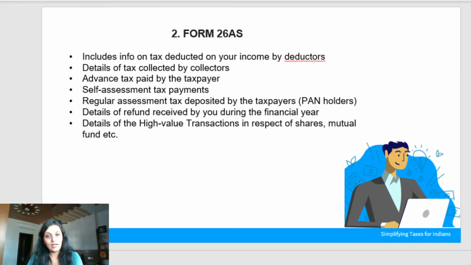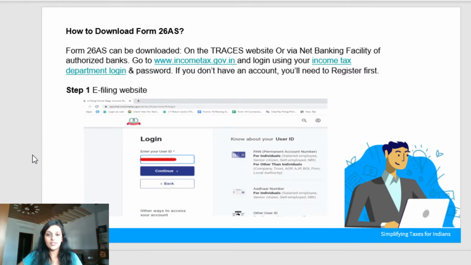Then, as we all know, the Income Tax Department has launched its new portal 2.0. So how can you download your Form 26AS from this new portal? First of all, log into www.incometax.gov.in. Go to the income tax website, and this kind of filing page will be in front of your screen. You have to log in using your PAN ID and click on continue.